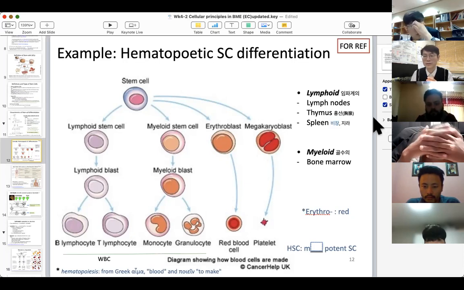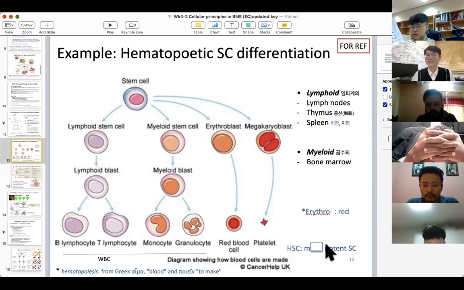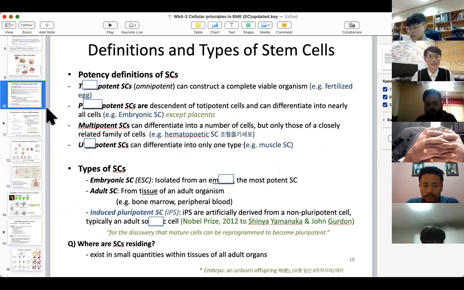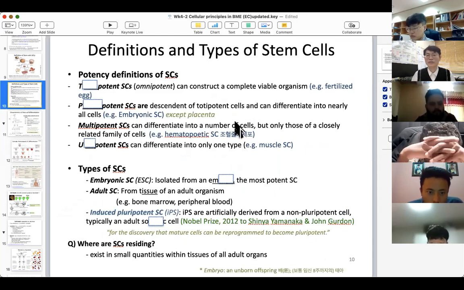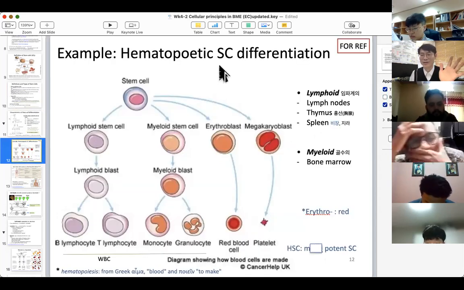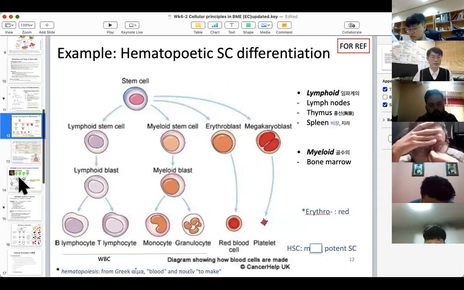So let me ask a question for Shukla. Is Shukla there? Yeah. Can you answer now? Hematopoietic stem cell is what kind of stem cell? Yeah. Can you guess? It's multipotent. Multipotent. Yes. The reason is, you see, stem cell can differentiate into a number of cells, but those closely related, in this case, the family of blood cells. So hopefully this will be clear to you guys.